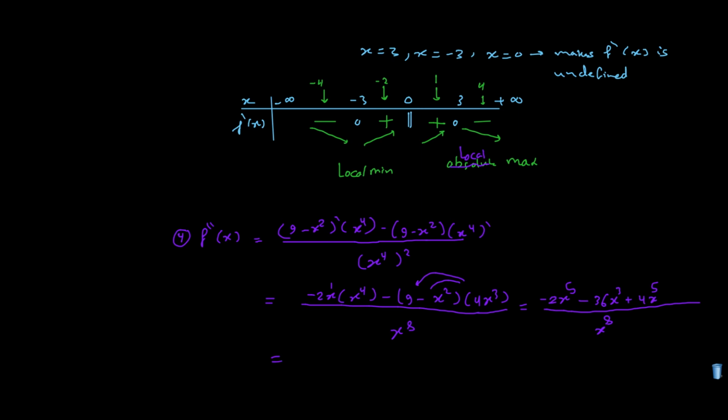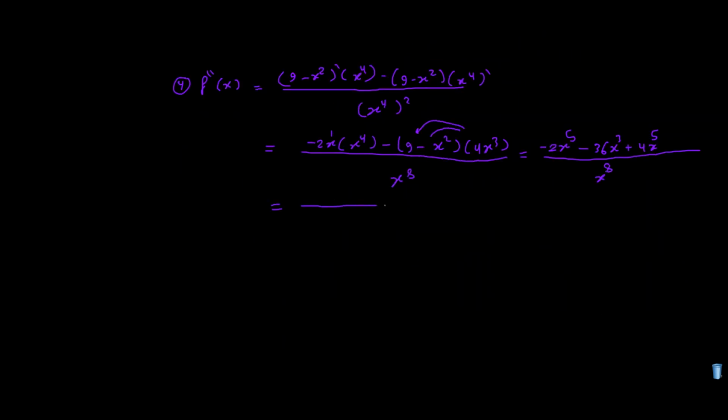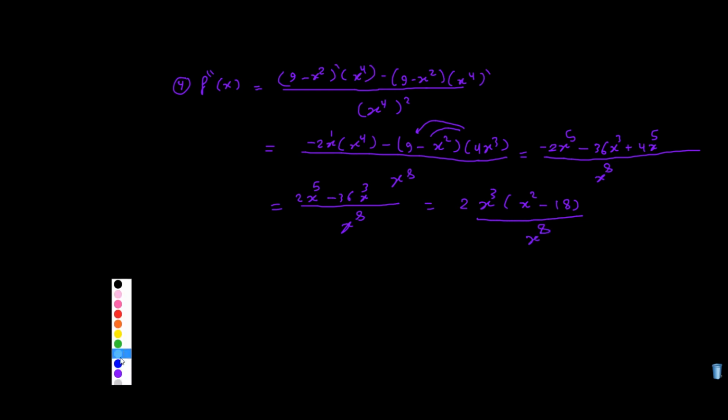That's it here to continue. This equals negative 2x to the power 5 plus 4x to the power 5, which is 2x to the power 5, minus 36x to the power 3 over x to the power 8. We can take 2x to the power 3 as a common factor to get x squared minus 18 over x to the power 8. We cancel x to the power 3 from x to the power 3 here to get 2 times x squared minus 18 over x to the power 5. That's good.